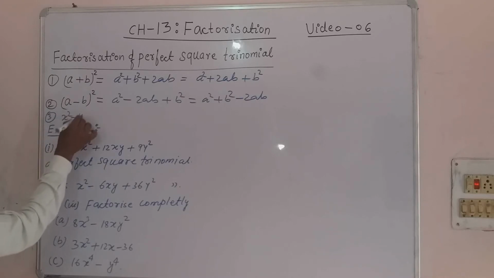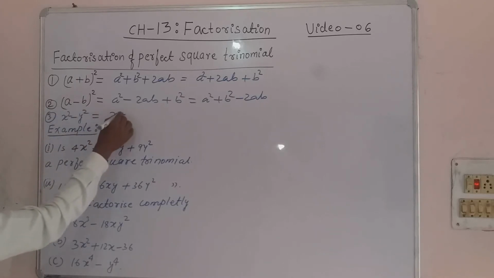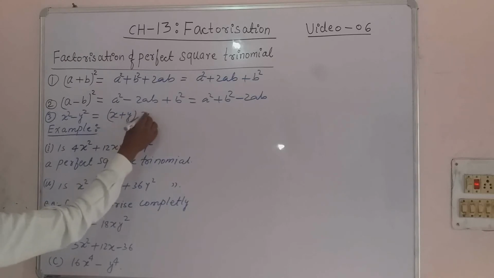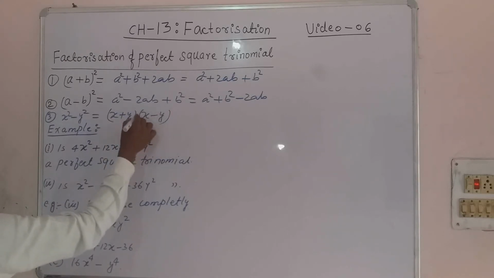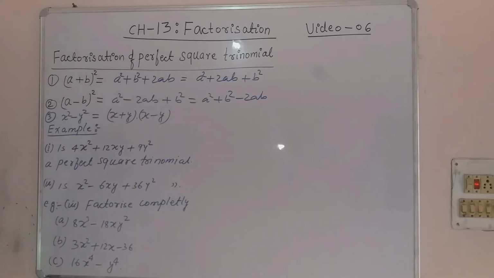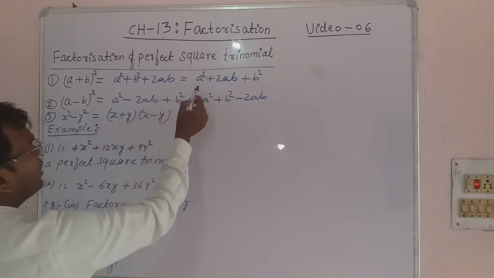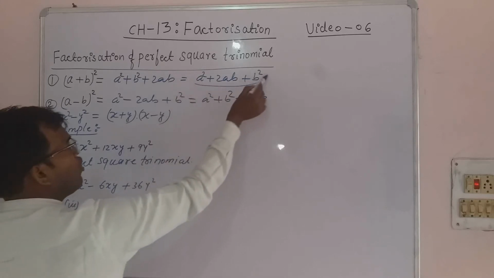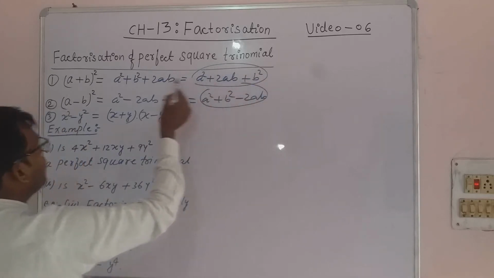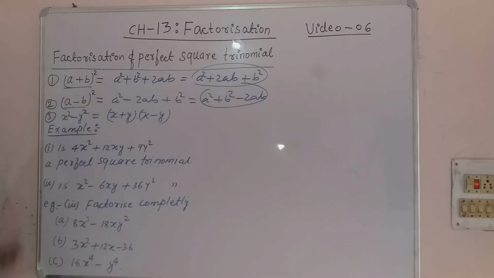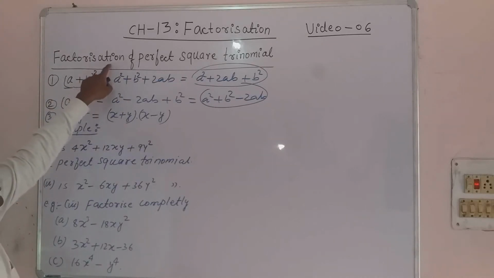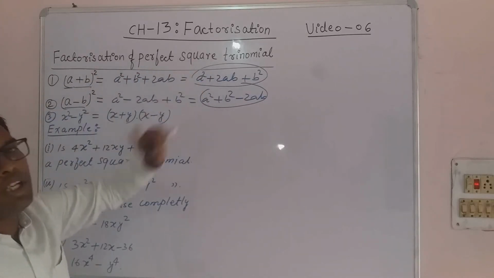And in the last class you remember one more formula, which is what? x square minus y square, that is (x plus y) and (x minus y). Related to all these three, we have some questions. If our expression is in this form or this form, we can write it in this form, then this is called factorization of a perfect square trinomial.